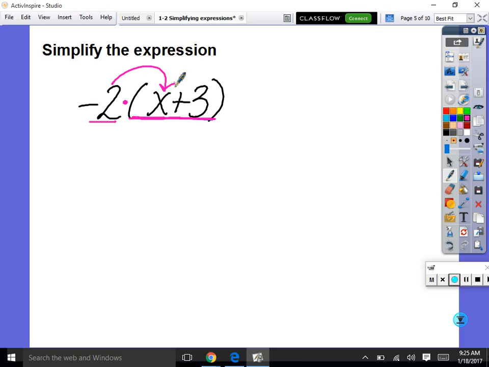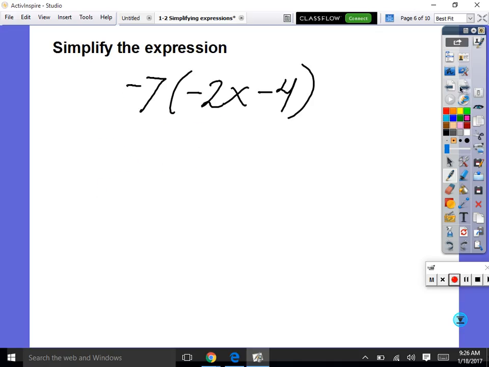Negative 2 times x is negative 2x. Negative 2 times positive 3 is negative 6. Now, is it in standard form? Yes, right? Highest degree to lowest degree. Remember, it's degree. And then, can we combine those? No, that's an apple, that's an orange, right? Everybody, you cannot combine an apple and an orange.